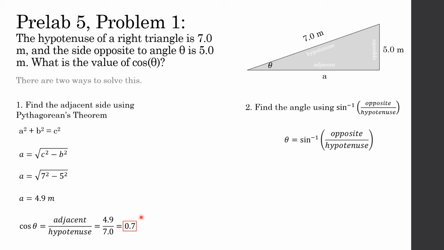Now the other way that you could have done this is by using inverse sine. So we know that the angle theta, this guy right here, is equal to the inverse sine of the opposite side over the hypotenuse. Okay, so that means 5 over 7. Take the inverse sine, we get 45.58 degrees. Cosine of 45.58 degrees is also 0.7.